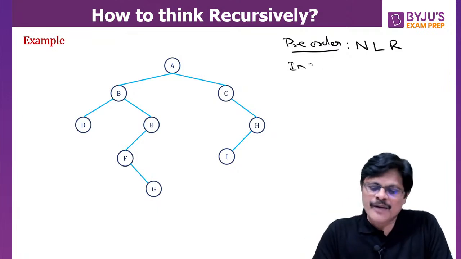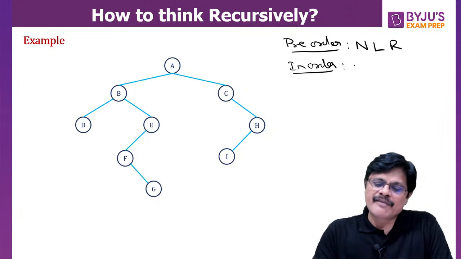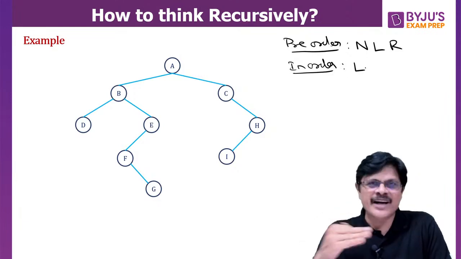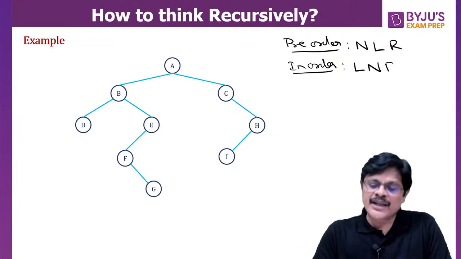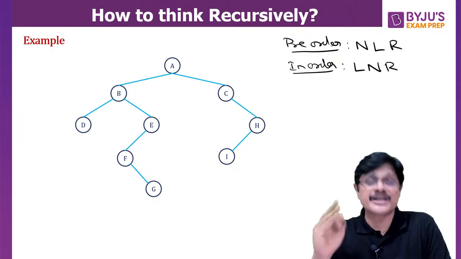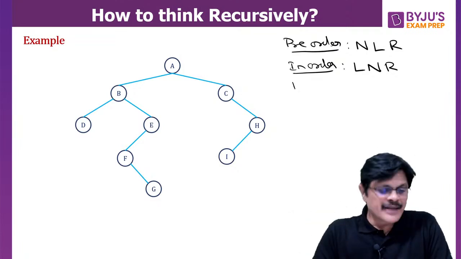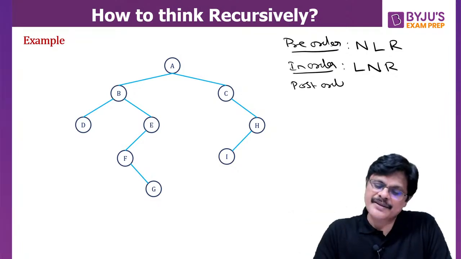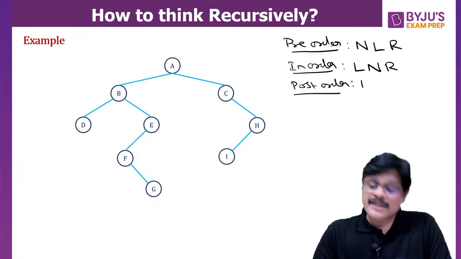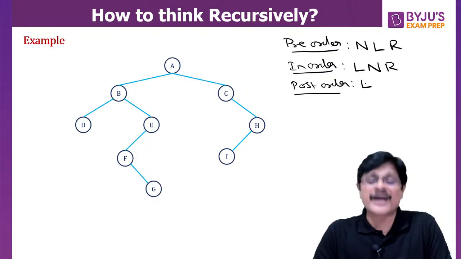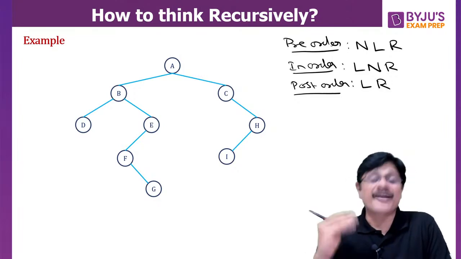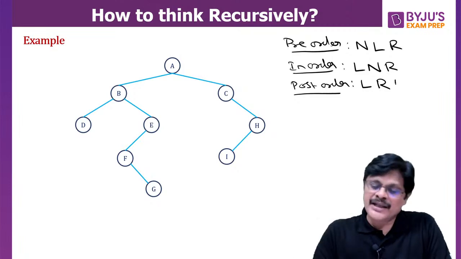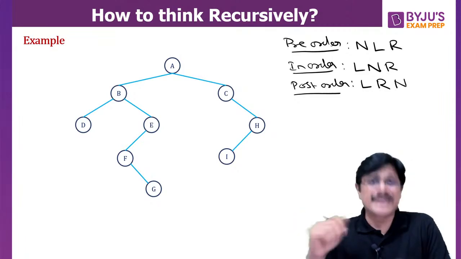Now what about in order, my dear friends? First the nodes of the left subtree are visited recursively in order, then the root node is visited, then the nodes of the right subtree are recursively visited in order. Then comes the post order. Post order means first the nodes of the left subtree are recursively visited in post order, then the nodes of the right subtree are recursively visited in post order, then the root node is visited. N means root node, my dear friend. So that is the idea.